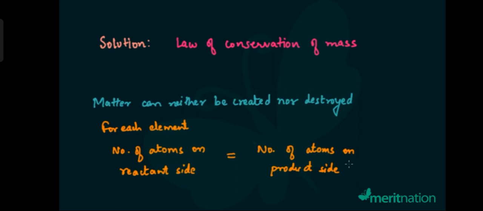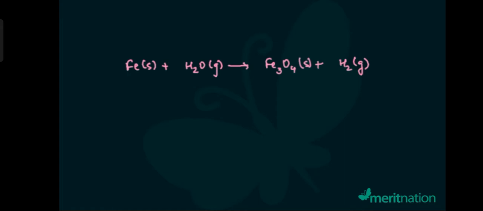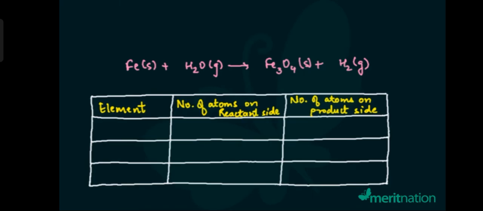And in order to equalize these numbers, what we do is we multiply the reactants and products with appropriate numbers. So let us see how we can do that for the given reaction. Now first of all, let us construct a table to list down the information that we have. For example, the elements involved in the reaction, which are iron, oxygen, and hydrogen.